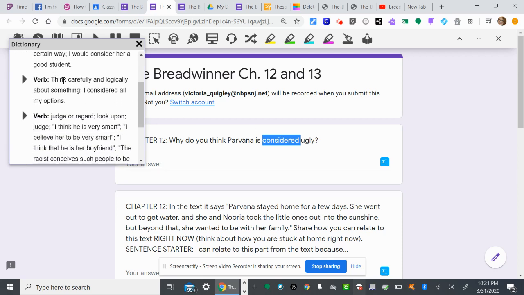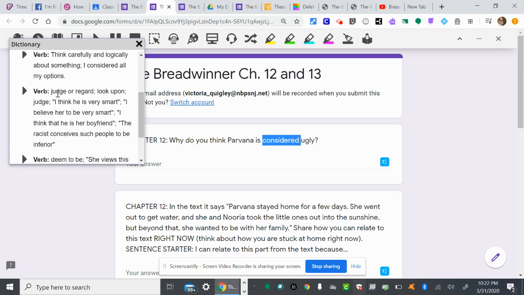Think carefully and logically about something. So, why do you think Parvana is carefully and logically considered ugly by the people around her? And then this one is really good. Judge or regard. Why do you think Parvana is judged to be ugly?